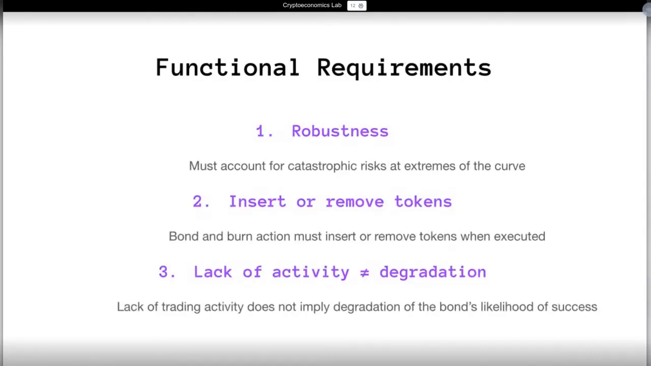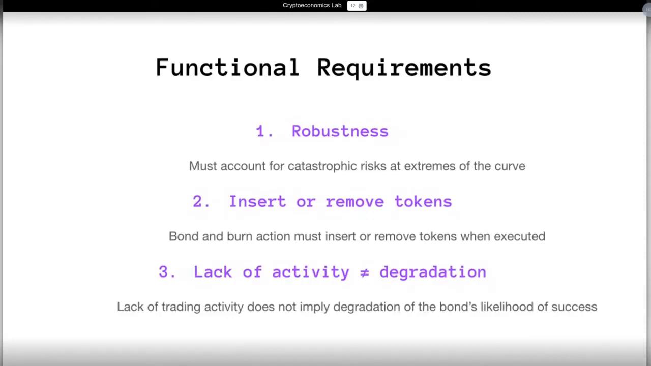Now for these functional requirements, the first one is that the system must be robust enough to account for catastrophic risks that occur in the extremes of the curve. In the bonding curve, we have the left extreme as well as the right extreme, which is when a lot of compounding effects can happen, and that often results in systemic collapse. But we have to make certain guarantees such that those do not occur. So we have to require that the system is robust.